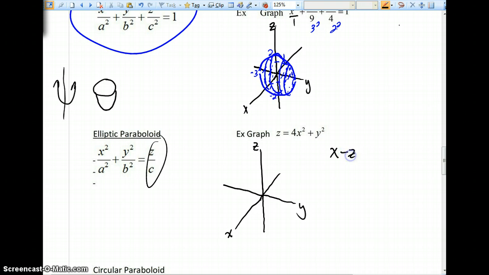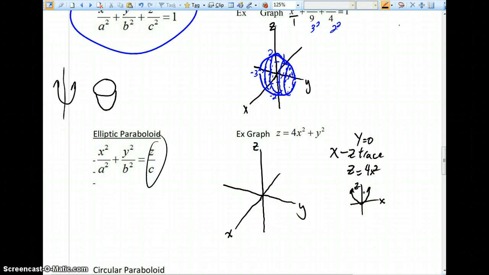If we talk about an XZ trace, this means that Y would equal 0. If I'm using two letters in a trace, the missing letter is implied to be 0. This would be the equation Z equals 4x squared. And what we're really getting at is on a ZX plane, on a two-dimensional graph, we would expect to get a skinny parabola. It would look something like that on the ZX plane.